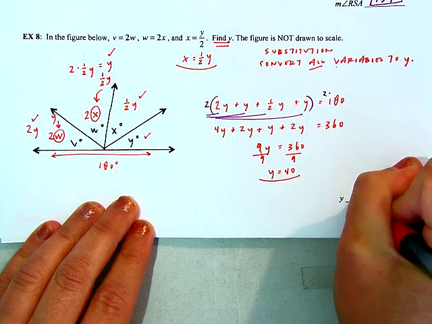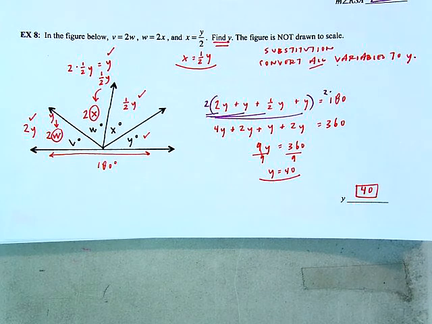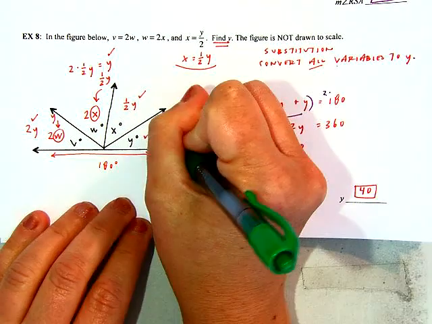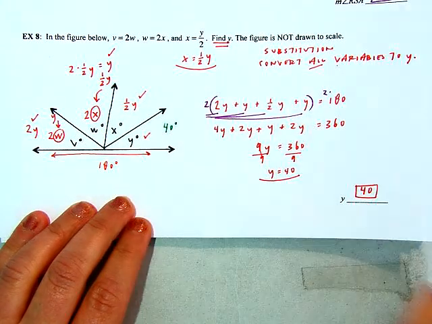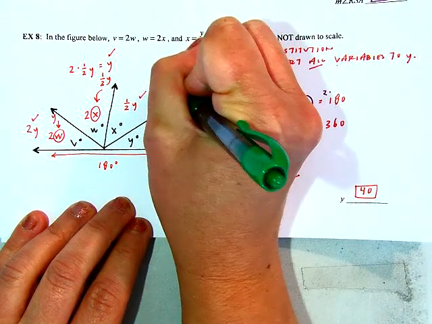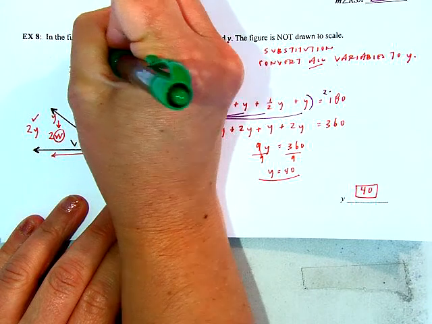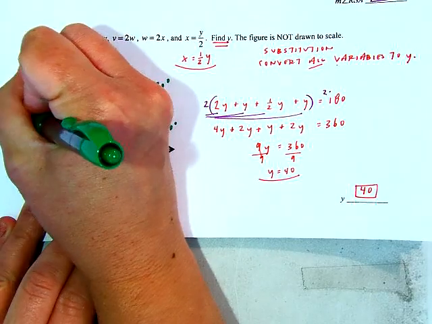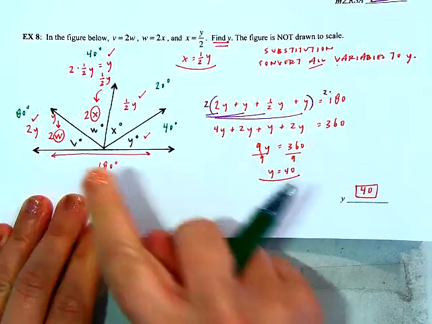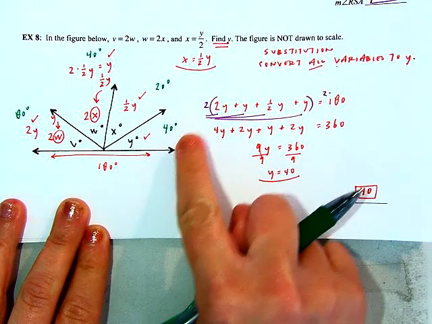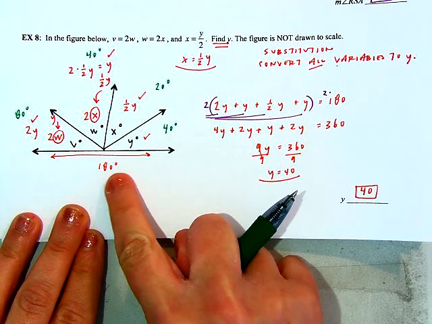Let me just double check to make sure that that works. So if y is 40, then I have 40 right here. Half of 40 is 20. Okay, here, this is also y. That would also be 40. And then 2 times 40 would get me 80. So if I take 80 plus 40 plus 20 plus 40, that will get me back to 180.